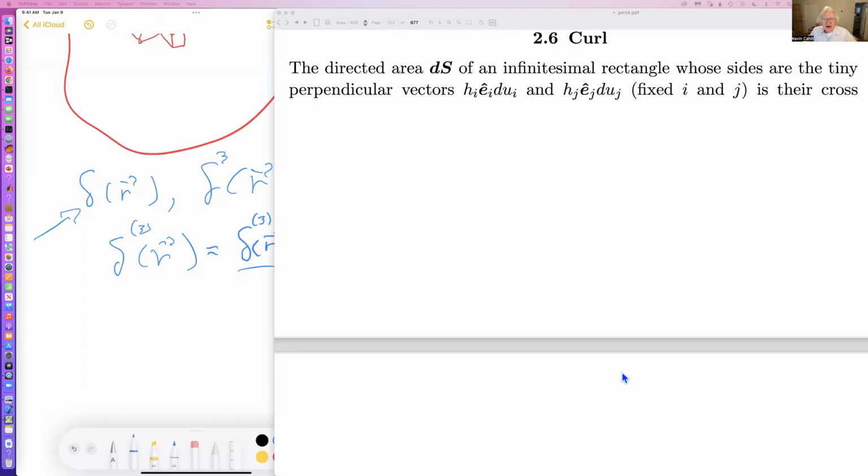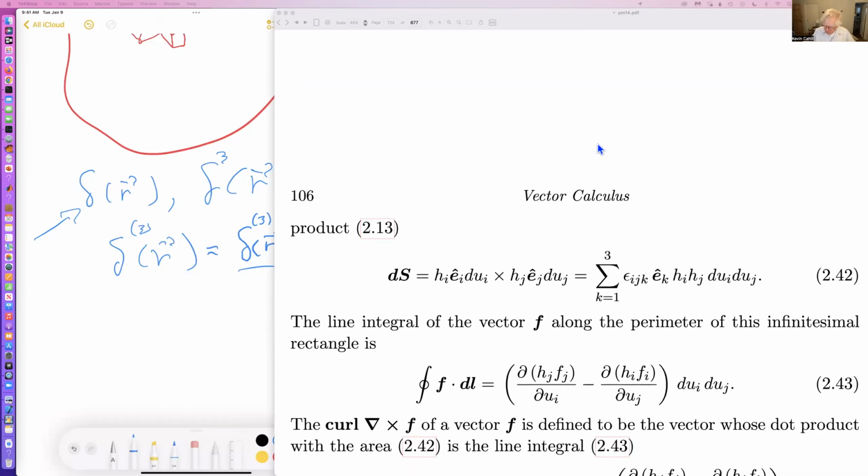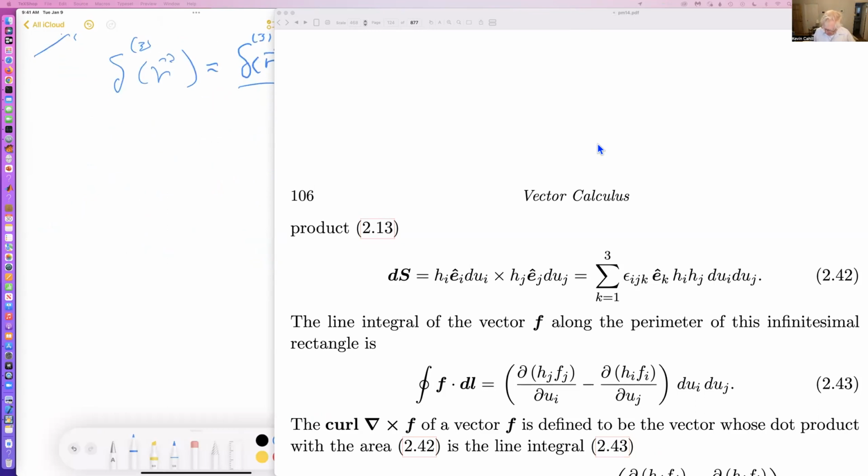The directed area of an infinitesimal rectangle whose sides are the tiny perpendicular vectors h_i e_i hat du_i and h_j e_j hat du_j is their cross product. So it's basically that if you have one vector this way, another vector that way, then the cross product, so this is, let us say, A, B, and then this is A cross B.